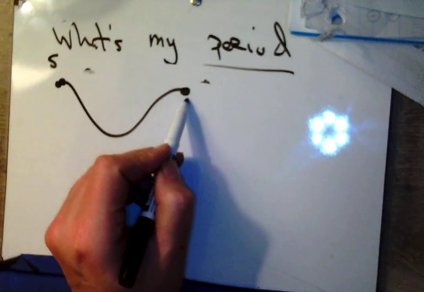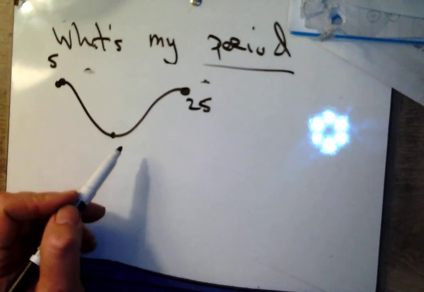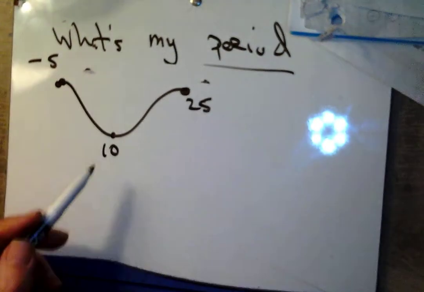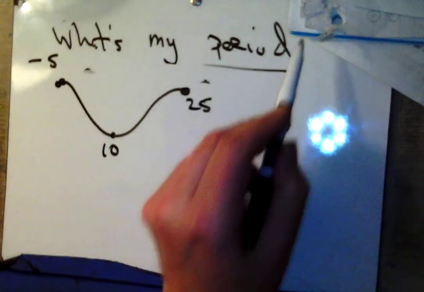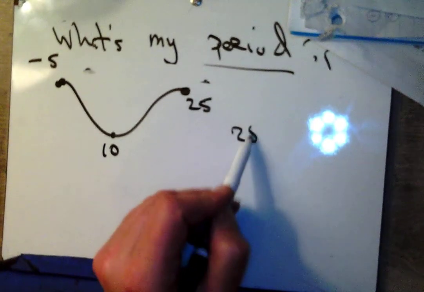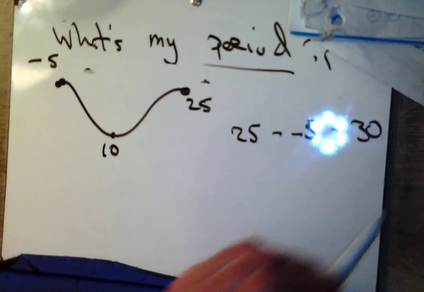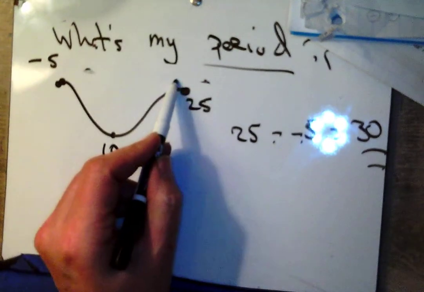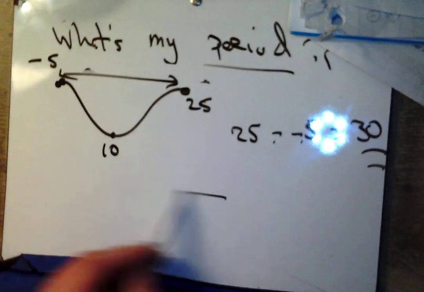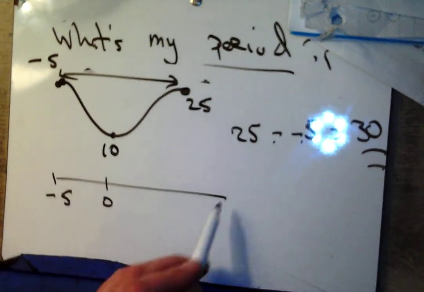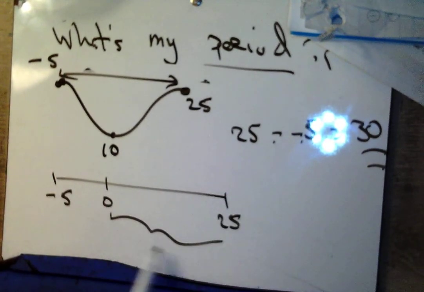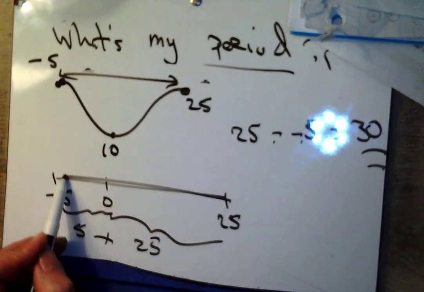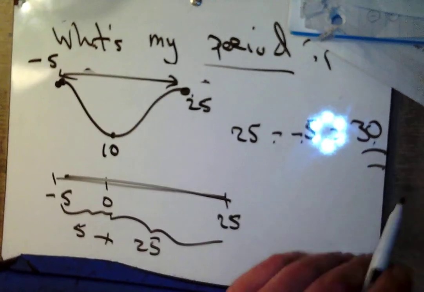This is 5. This is 25, and, oh, sorry, that's minus 5, 25, and 10. What's the period here? 25 minus a minus 5 is 30, not 20. You're subtracting the negative 5. The distance from here to here is 30. Think about a number line with 0 there and negative 5 and positive 25. This distance is 25, and this distance is 5 more. So the whole distance from start to end is 30.